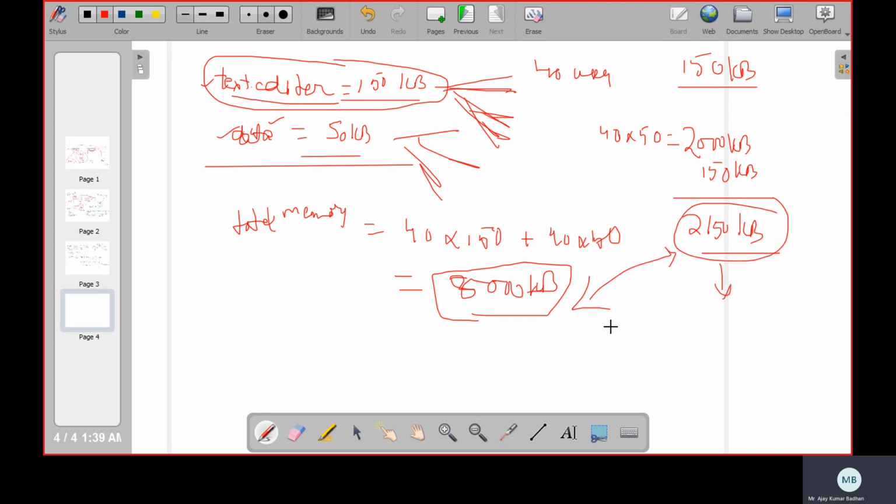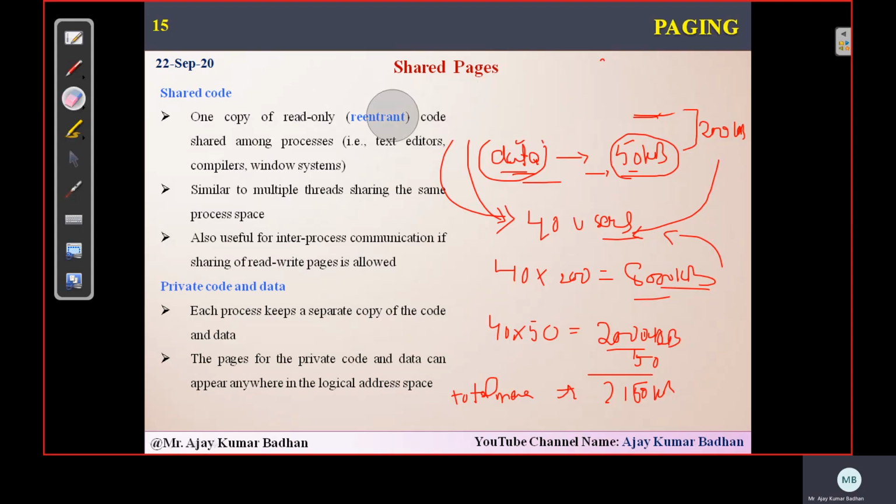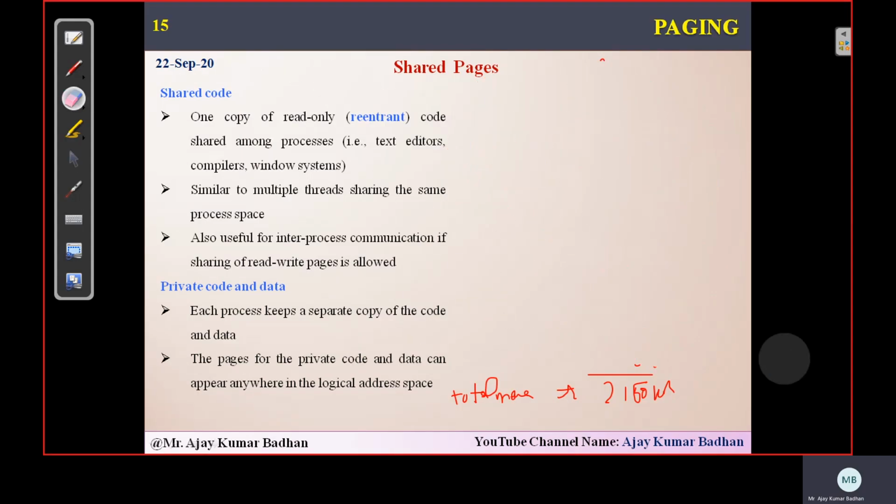You can see the difference here. That's the reason this shared memory concept has come up. That's what I wanted to show you. This is what he is talking about in this. I will show you with a small example here.